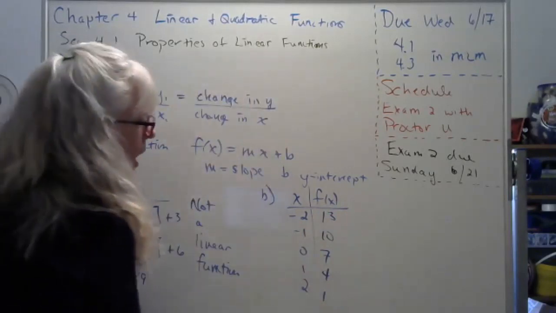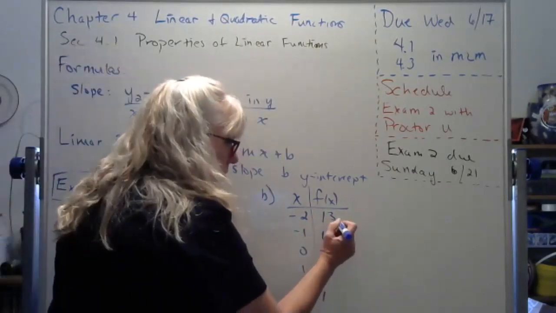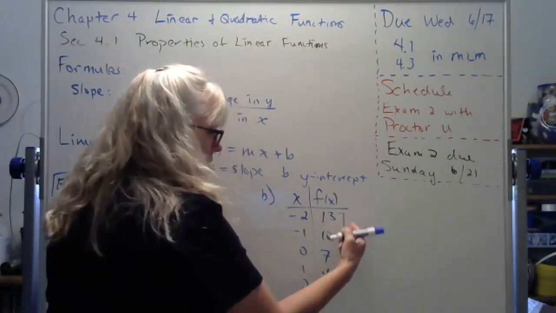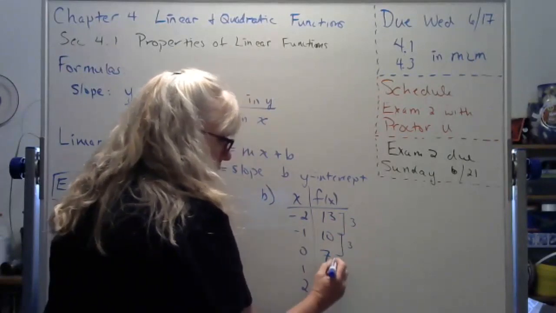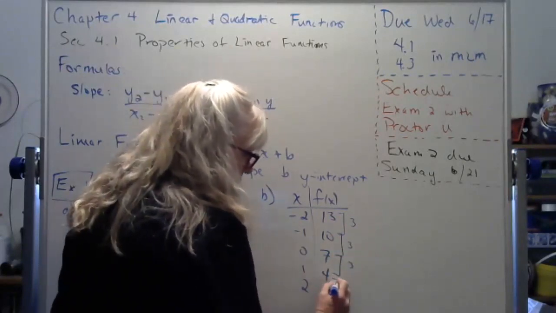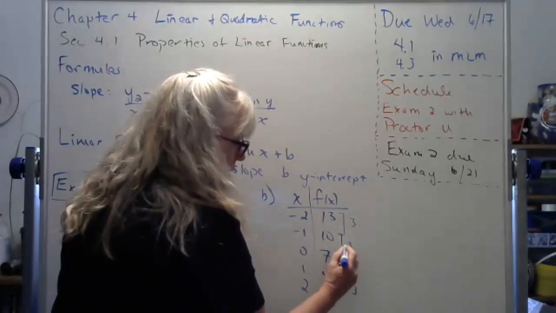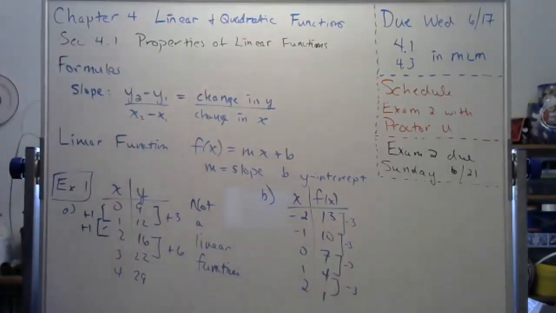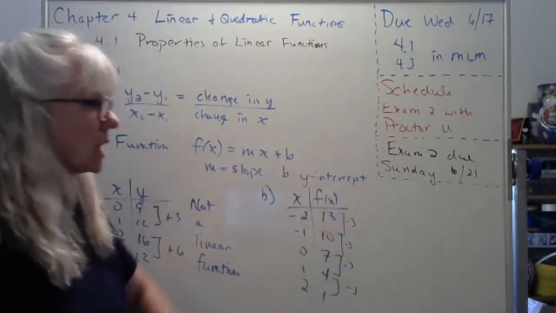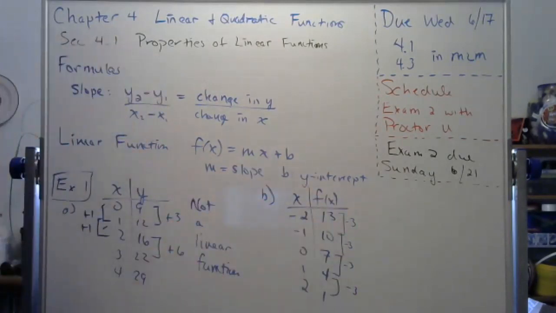So in order for this to be a line, the changes in y also have to be constant. And sure enough, between 13 and 10, the change is 3. Between 10 and 7, the change is 3. Same from 7 to 4 and 4 to 1. I'm sorry, it's not an increase, it's a decrease. You're decreasing by 3 each time. So it represents a line because the change is constant.